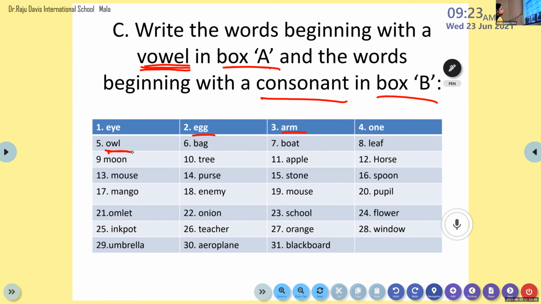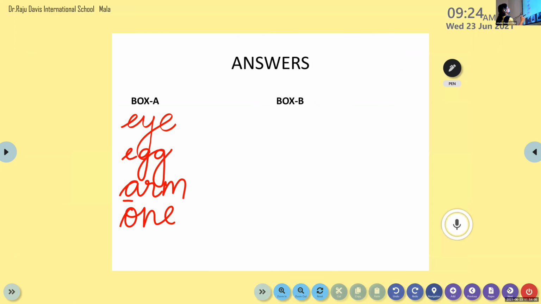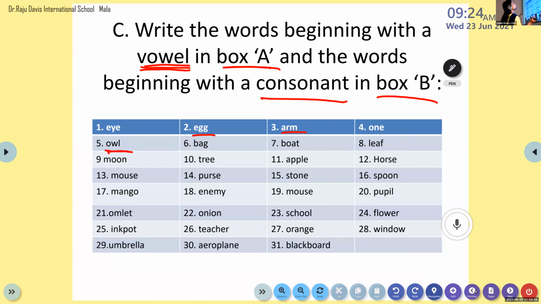So, in which box do we have to write it? Owl. Yes, owl. In which box do we have to write it? Box A. Yes, very good. So, we have to write the word owl in box A. I hope all of you are writing. Now let's move on to the next word, children.